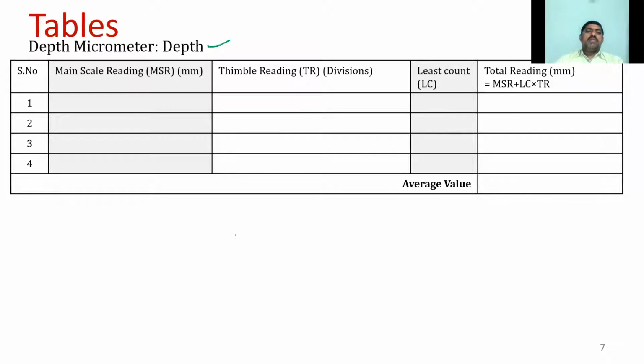Now I will show the video of how the vernier calipers, micrometer, and vernier height gauge can be used for measuring the dimensions of the given components.